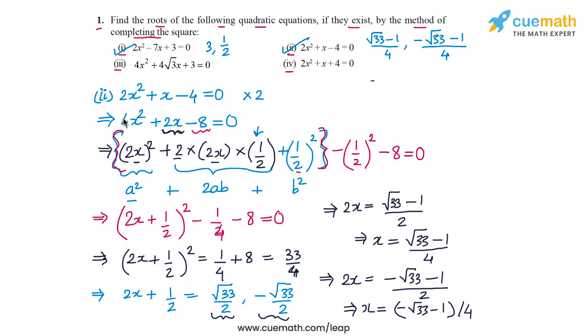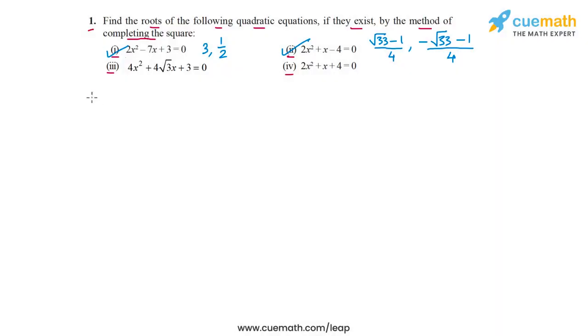Now let's go to part 3. In part 3 the equation is 4x square plus 4 root 3x plus 3. So the first term, the quadratic term, the x square term is already a perfect square.